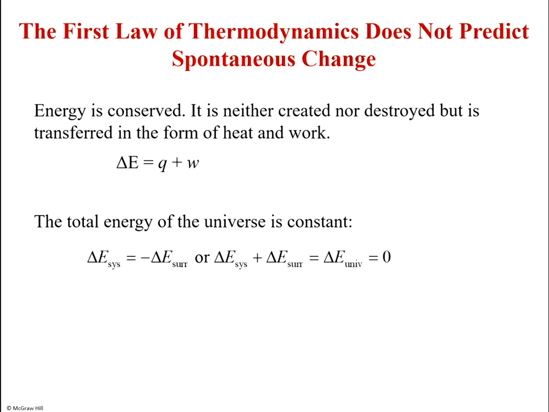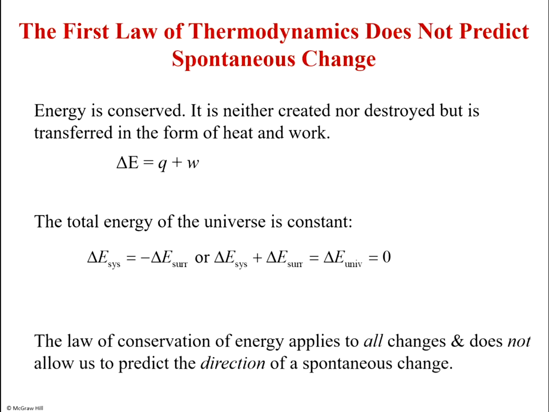And as far as we've been able to observe, the total energy of the universe is a constant, so that the change in energy of a system is always counterbalanced by the change in energy of the surroundings, such that their net is zero. The law of conservation of energy applies to all changes and does not allow us to predict the direction of a spontaneous change.